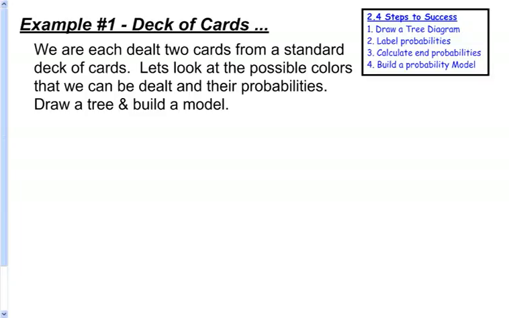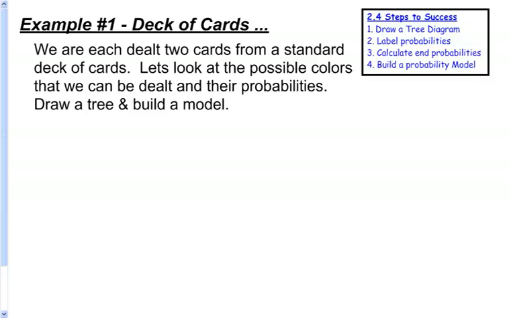So in this case, we're going to look at being dealt 2 cards from a deck of cards. Now, when we're dealt cards, we are given a card, and then we are given a second card. We need to remember that the first card is not placed back in the deck. This is without replacement. So we're dealt 2 cards, and we're just going to analyze the color of the cards that we get to make this problem a little bit easier for now.